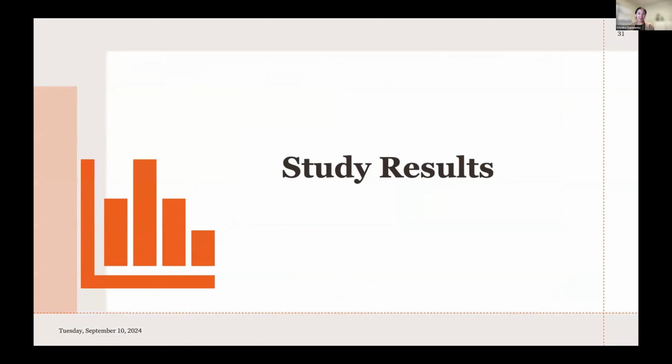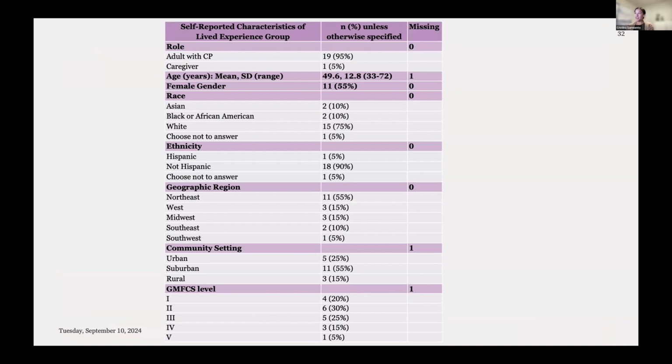So hopefully that gave a little bit of the context of what type of information we were giving to participants in our focus groups. And now we're going to share with you the information that we got from our participants in our focus group, so our current study's results. This is showing you who participated in our focus group. These are the people that participated in our lived experience focus group.